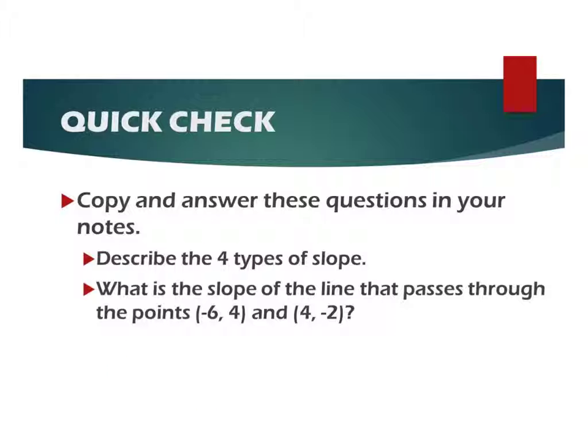Here's your quick check. Copy and answer these questions in your notes. Describe the 4 types of slope. And what is the slope of the line that passes through the points negative 6, 4 and 4, negative 2? So copy these 2 problems down and answer them in your notes. Bring them with you to class when they're due.